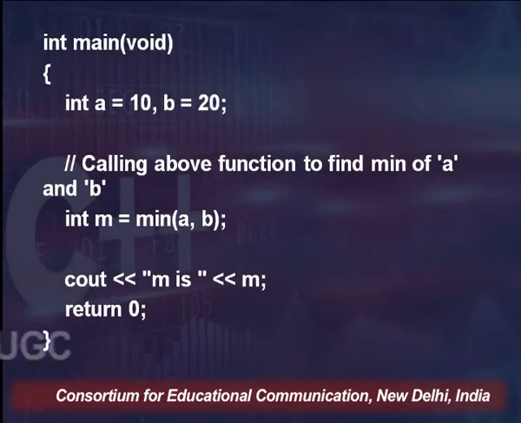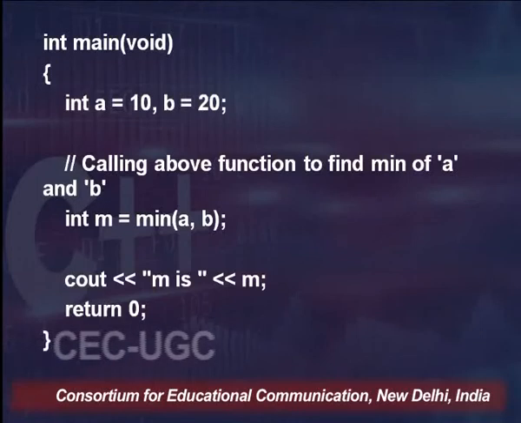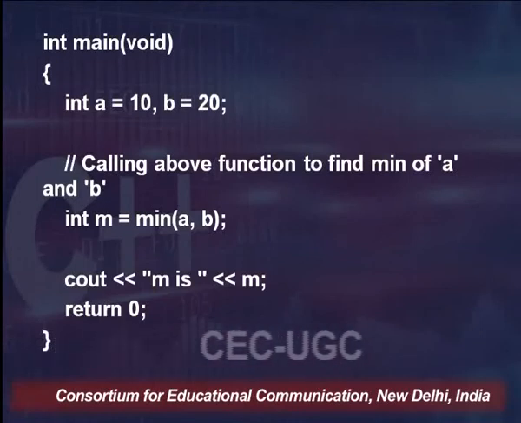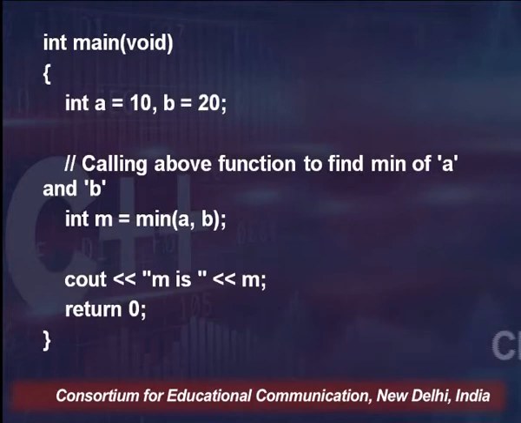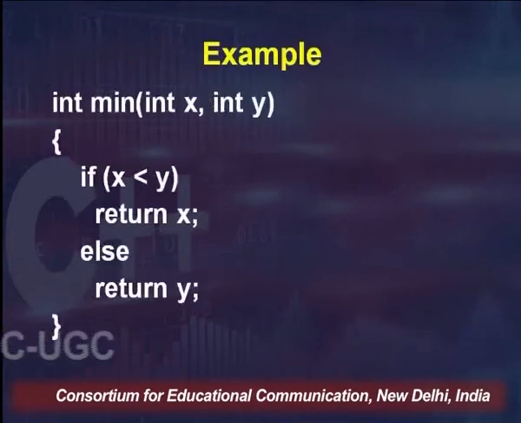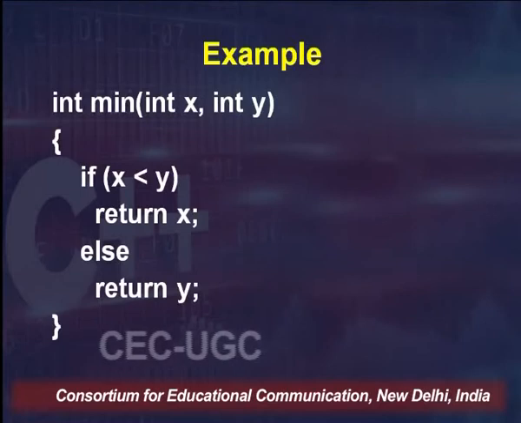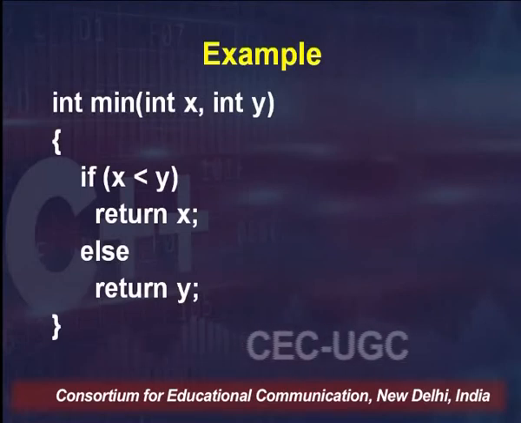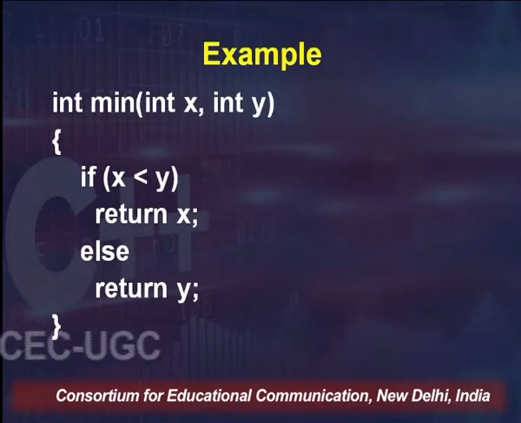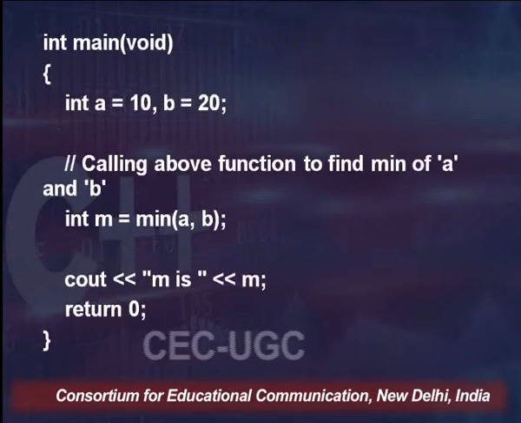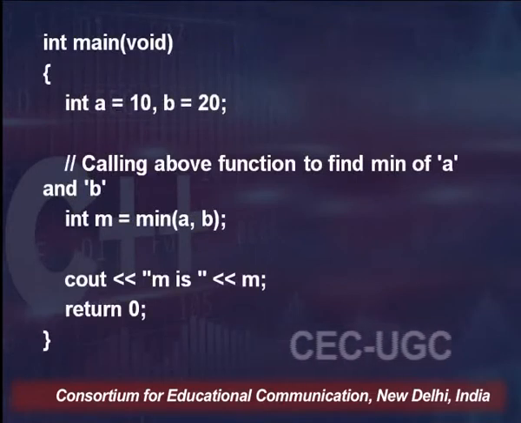And because the return type of min integer x y we have said is an integer, that's why here the m has to be an integer. So just see here, the return type was integer, and so whatever value your min function is returning will be stored inside an integer variable only. So here we have said int m equals min a comma b.